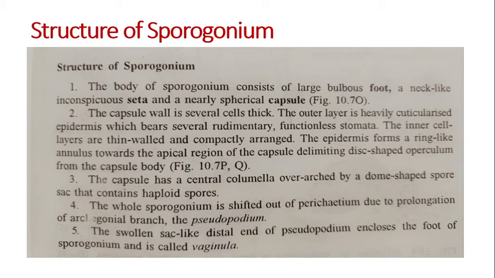So this entire sporogonium will come out of the pericytial leaves, and the lower portion which helps the sporogonium to come out of the pericytial leaves is known as the pseudopodium. Okay, so the swollen sac distal end of the pseudopodium encloses the foot of the sporogonium, and it is known as the vaginula, the lower portion which encloses the foot like portion.